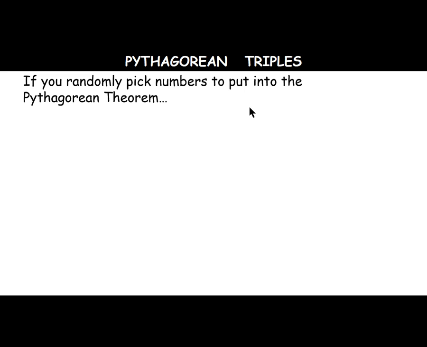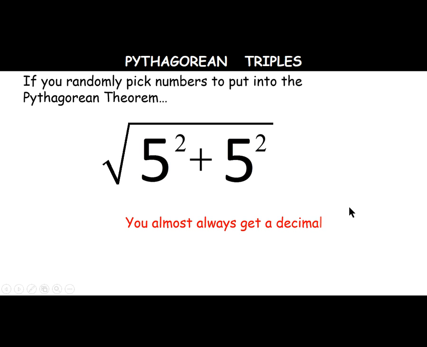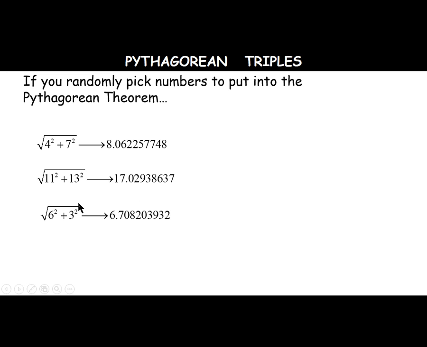See, here's what's going on. If you randomly pick 2 numbers to put into the Pythagorean theorem, like you're going to square 2 numbers, add them, and take the square root, and you just randomly stick a number in for each of these things, 99.999% of the time, you're going to end up getting a decimal for your answer. Just for example, I would do it with a 4 and a 7. 4 squared plus 7 squared, take the square root, we get a decimal. 11 squared plus 13 squared, take the square root, we get a decimal. If you randomly pick 2 numbers, you can try this. Take 2 numbers, not the ones on this page, square them, add them, and take the square root, you basically get a decimal.